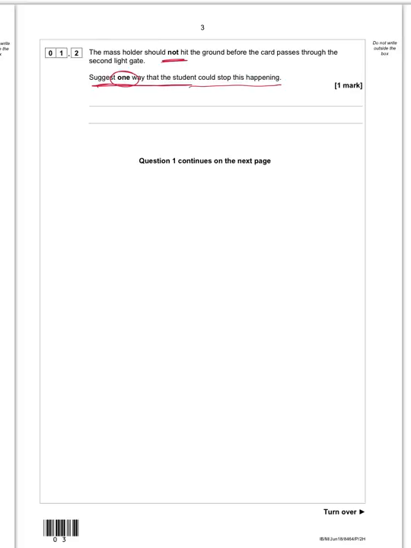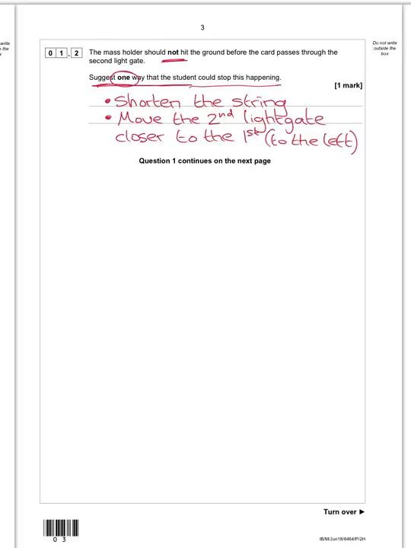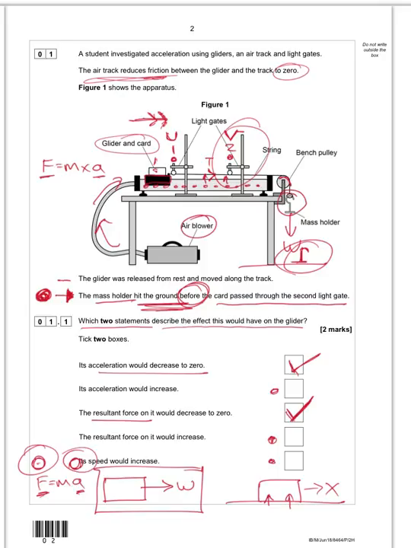And so in this case, the two answers: shorten the string or move the second light gate closer to the first. So if you go back to the diagram, it's fairly obvious that if the string was shorter, so if the mass was higher up and the string here was shorter, then by the time the glider has passed through the second one, it wouldn't have hit the ground.